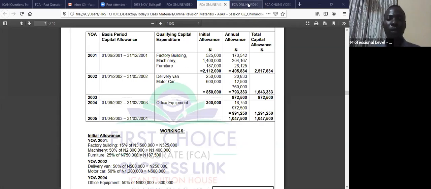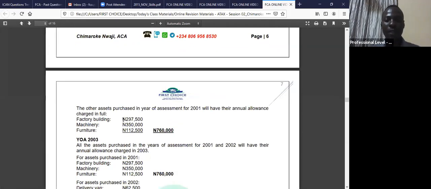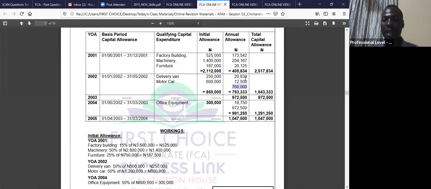Okay, so what do we do now? So we'll go back again and say, all right, look at the full capital allowance we did for building before we prorated for that first year. This is the one we did for machinery before we prorated. And this is the one we did for furniture before we prorated. When you add them together, you have 760. So that is the 760 that you saw me writing here. And when you add them up together, you're having 793,333. You add it to this 850, you are getting all of this.